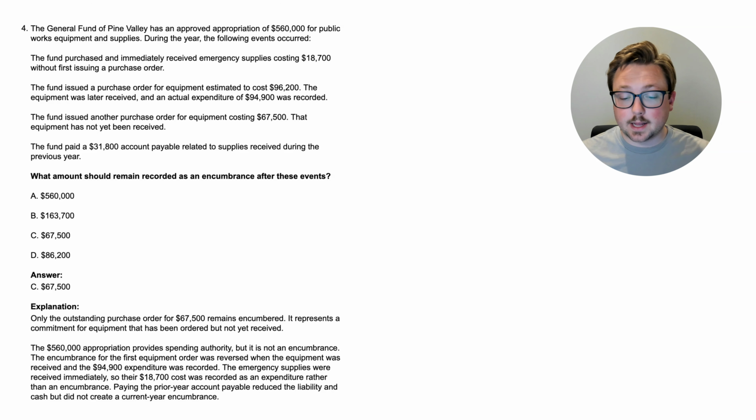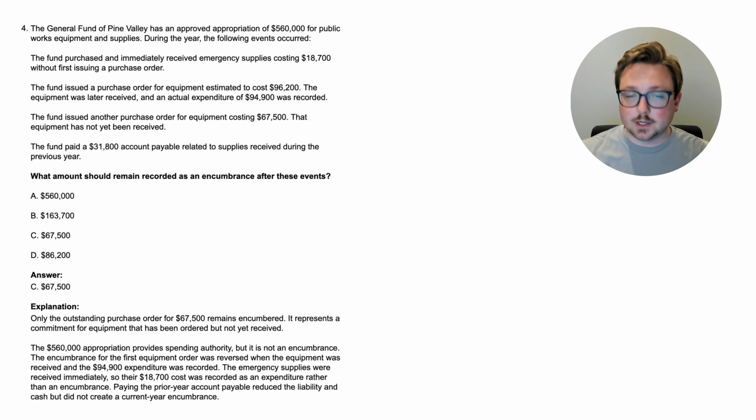Paying the prior year account payable reduced the liability and cash, but did not create a current year encumbrance. Again, an encumbrance usually comes from a purchase order or something similar where you're committing a specified amount of money to buying something even though you haven't received it yet and you haven't actually paid for it yet. So that kind of was pulling together a lot of things we've learned in the previous questions.